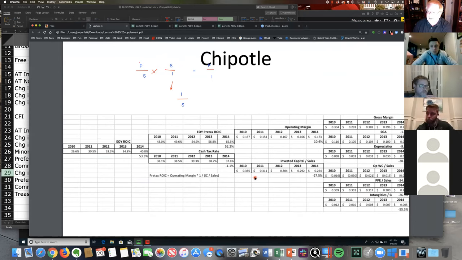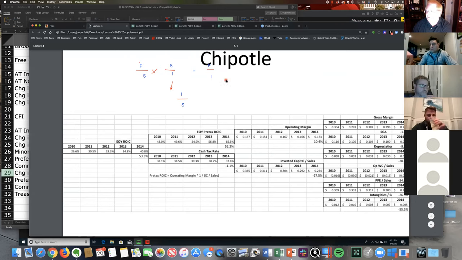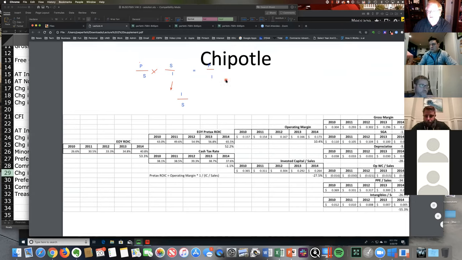That's the first level of analysis. For any company, always talk about the tax rate, talk about the operating margin, talk about the invested capital to sales. They each have equal weight in driving ROIC because of multiplication. All right? So those are the first three factors.